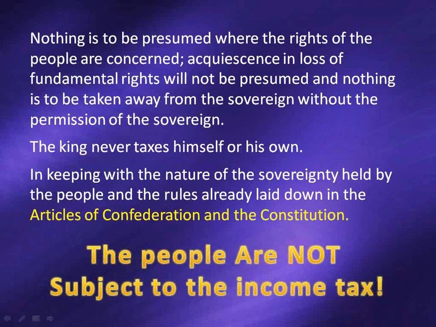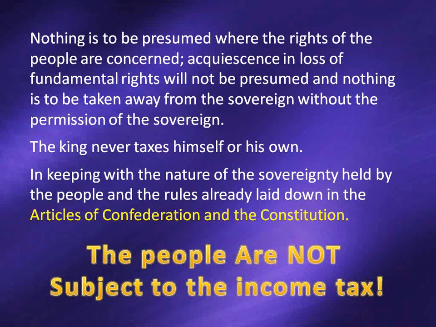Continue with our list of attributes of the sovereignty. Nothing is to be presumed where the rights of the people are concerned. Acquiescence in loss of fundamental rights will not be presumed, and nothing is to be taken away from the sovereign without the permission of the sovereign. The king never taxes himself or his own. In keeping with the concept of the nature of sovereignty, held by the people and the rules already laid down in the Articles of Confederation, the people are not subject to the income tax.